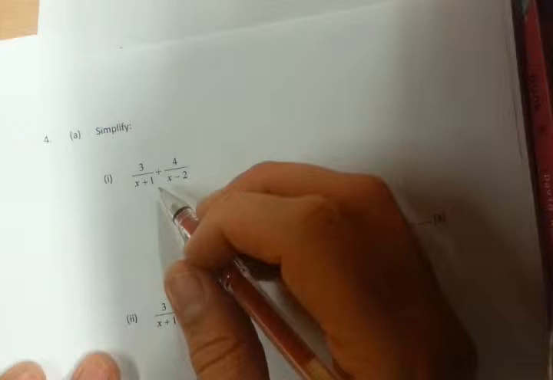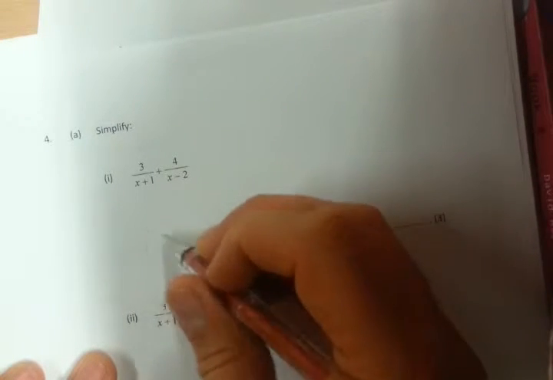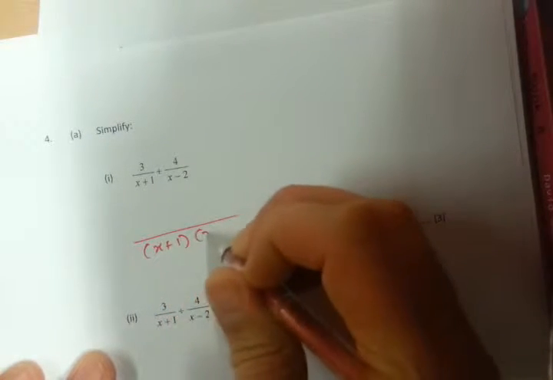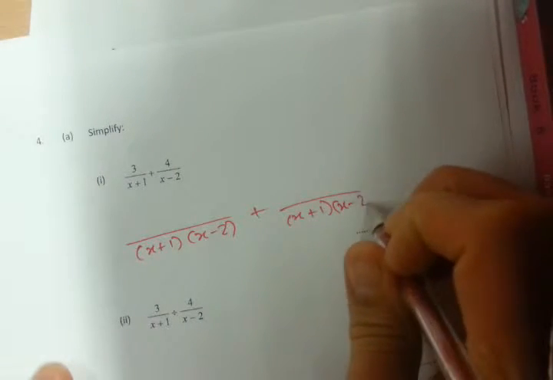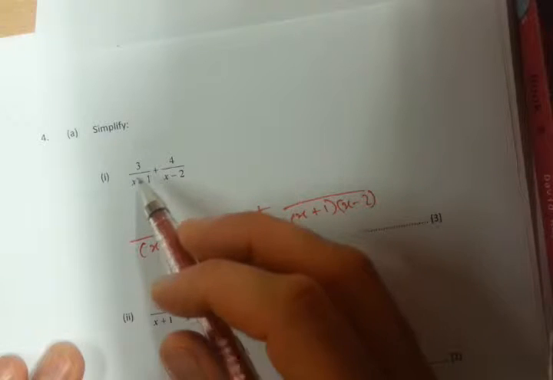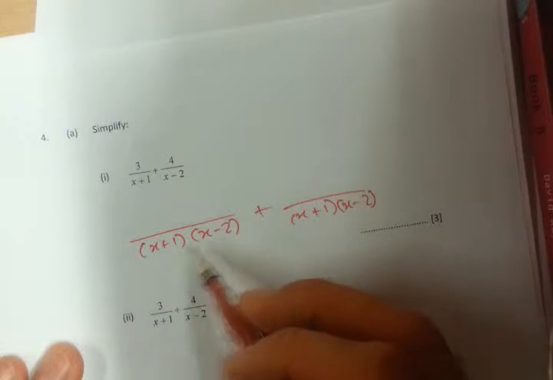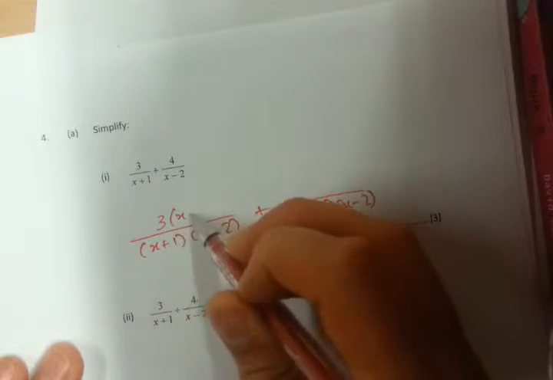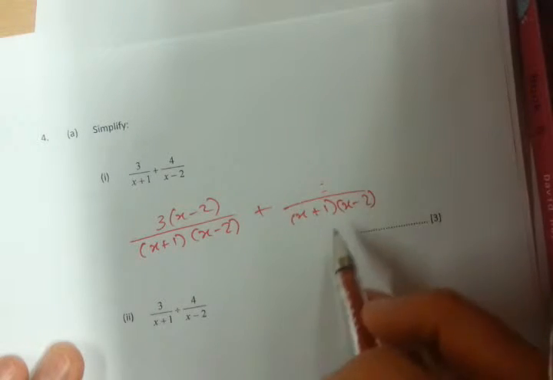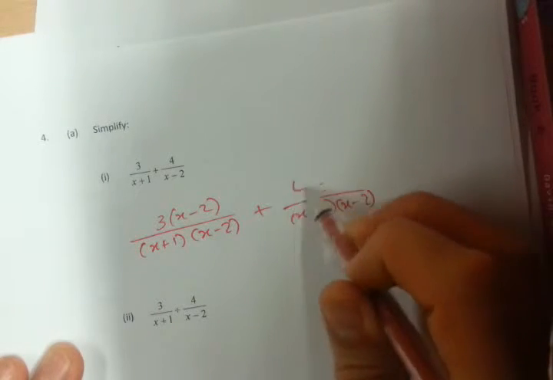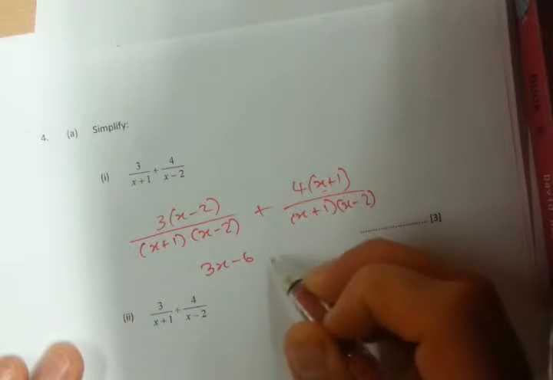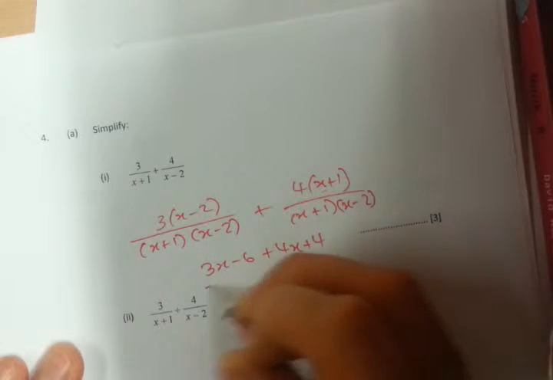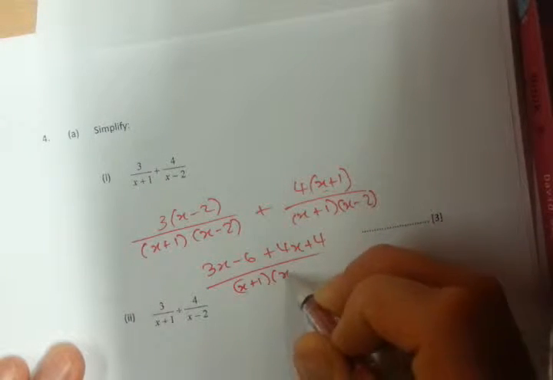Okay, some more nasty algebra. Here, again, no common factors, so we just have to multiply them. So it's going to be x plus 1, x minus 2. Multiply this one to get from x plus 1 to x plus 1 times x minus 2, we multiply by x minus 2, so this could be 3 times x minus 2. And to get from this to this, we need to multiply by x plus 1, so this could be 4 times x plus 1. Which means we have 3x minus 6 plus 4x plus 4 over that complicated denominator.